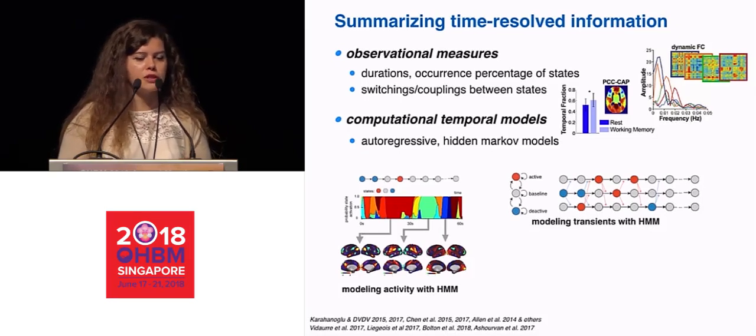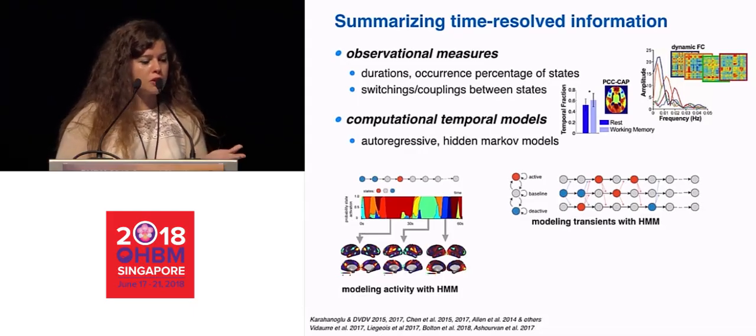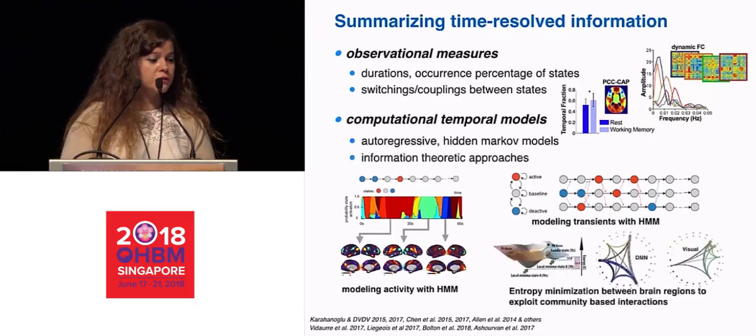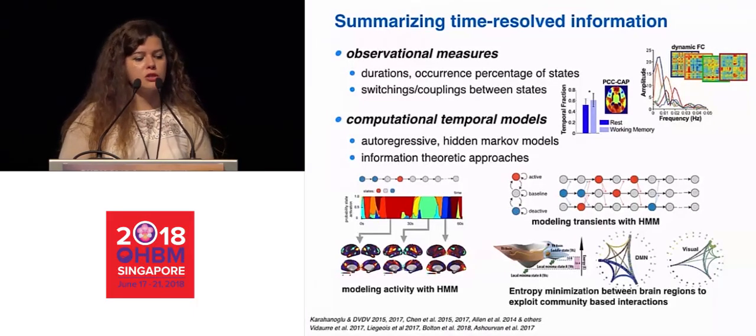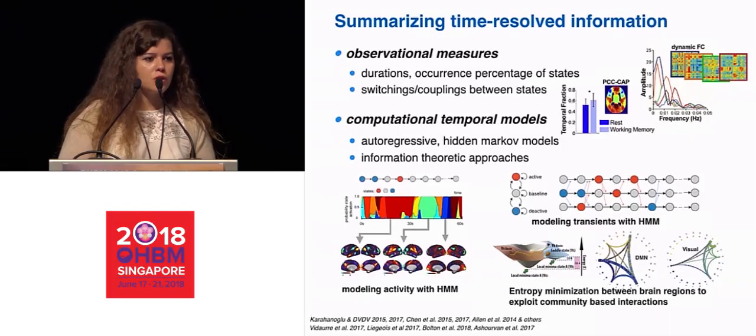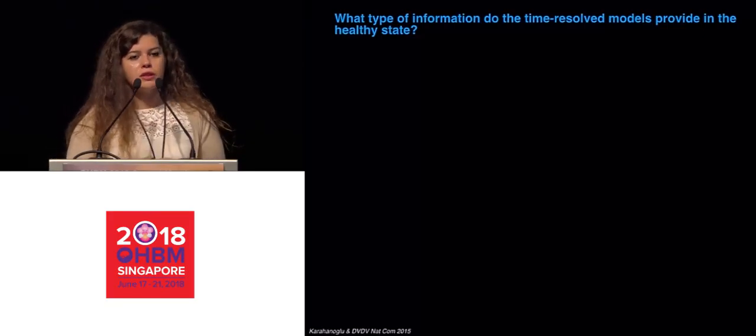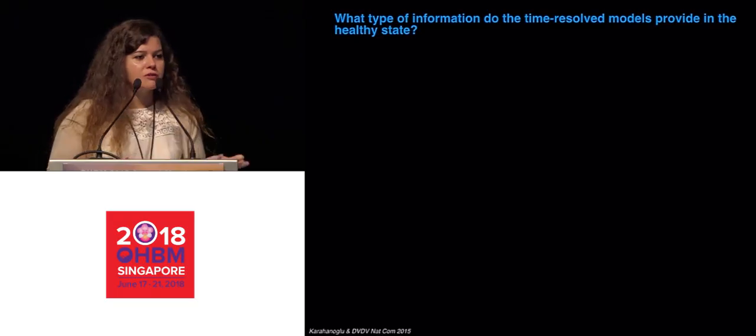We have seen a couple of examples of this already. We can have autoregressive models or hidden Markov models. For example, if you do a hidden Markov model on the transient or on the activity time series themselves, or we can do some information theoretic approaches as well. Here we show an entropy minimization between the brain regions. So that is good. We have all these advanced tools, and exactly my point is, what type of information do we get from time-resolved models?